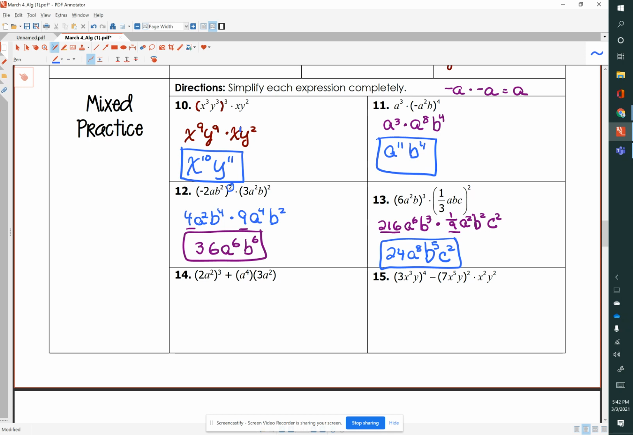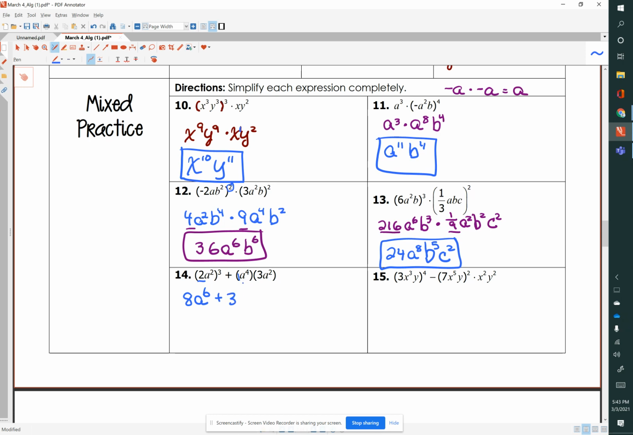We have 2a squared raised to the third power plus a to the fourth power multiplied by 3a squared. So left to right. So 2 to the third power is 8. So we took care of that. A, 2 times 3 is the sixth power, plus, we have an invisible 1 here. So 1 times 3 is 3.